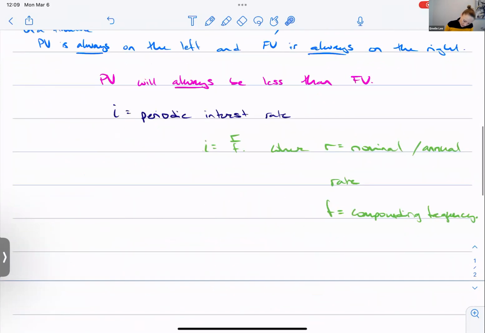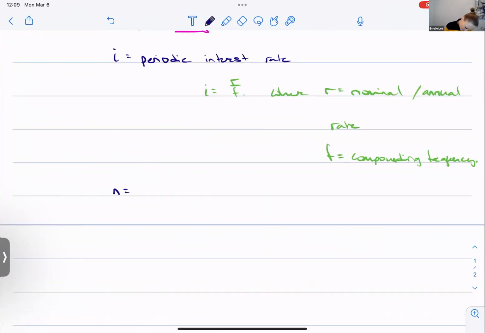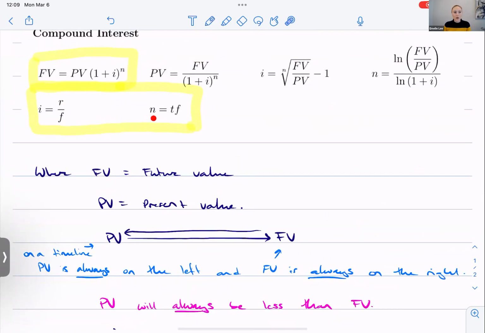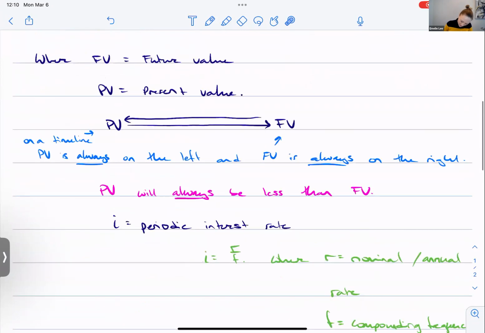So N is the number of compoundings in the term. Now notice, N is also on the formula sheet. It's time, T is in years still, right? So that hasn't changed, times the frequency, which is the compounding frequency. Which makes sense. If I tell you that we're compounding 3 times per year, and I've invested for 2 years, how many compoundings do I have? I have 2 times 3, 6 compoundings. So nothing really that crazy here.